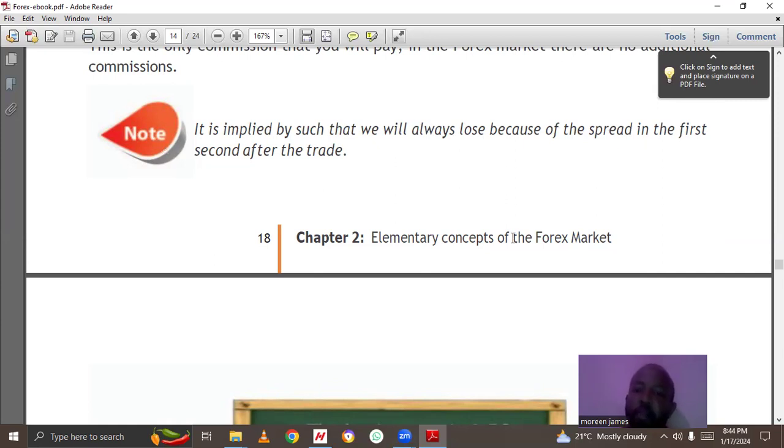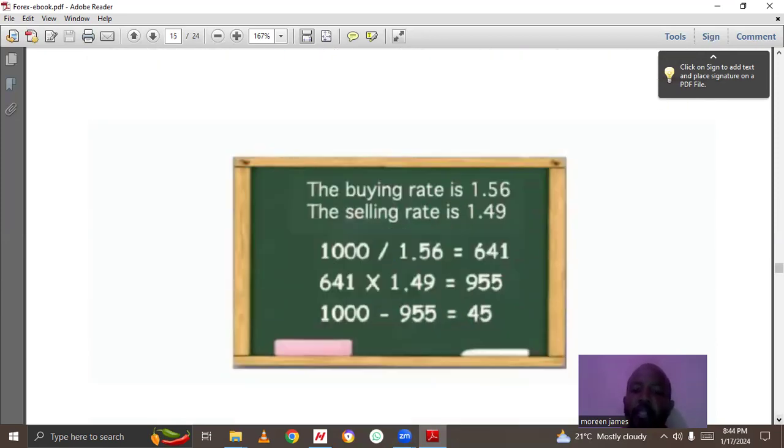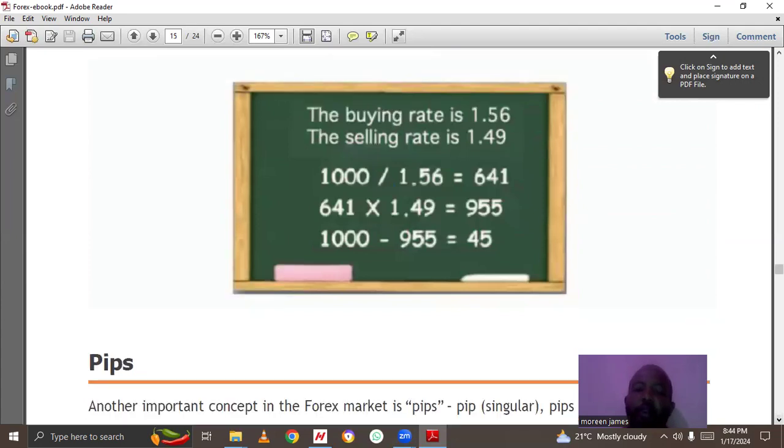Buying the difference between the buy and the sell. The buying rate is 1.56, the selling rate is 1.49. This is where your $45 went. So now I was buying at 1.56. So 1,000 divided by 1.56, I got 641 euros. Then if I do 641 times 1.5, the selling price, I get 955. And that's where 1,000 minus 955, you get your $45.